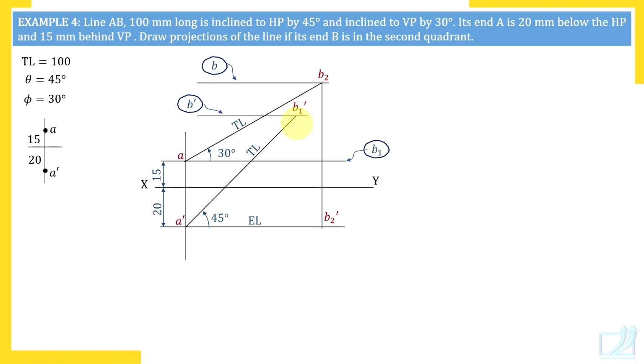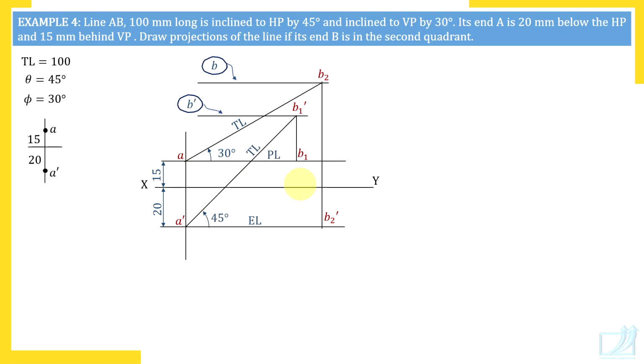And through B1 dash, vertical line. B1 dash is the front view. So on a vertical line lie the front view and top view of the same point. So the vertical line through B1 dash, B1 is on that vertical line, and there is already a horizontal line for B1. So here you will get B1. AB1 is PL. So AB1 is PL, A dash B2 dash is EL.